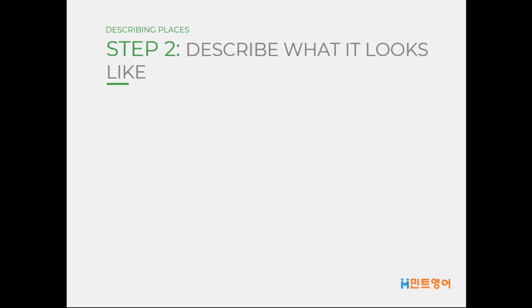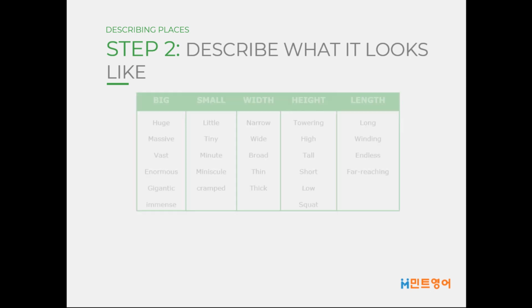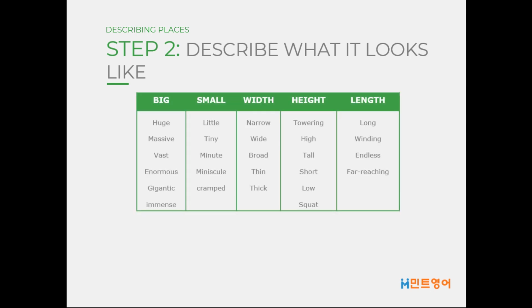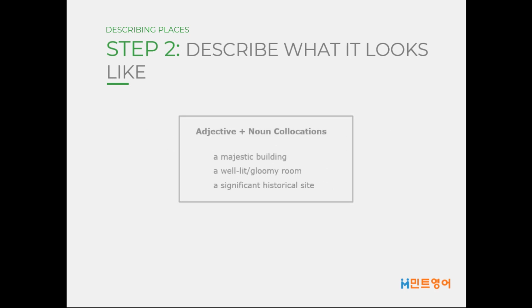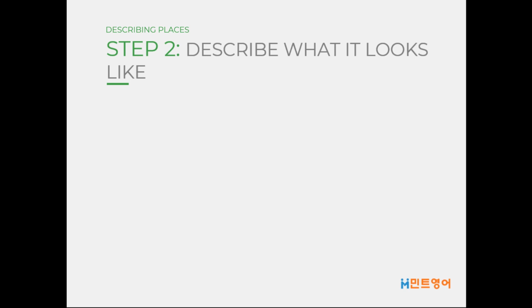Here are some expressions used to describe the expanse of a place. Here are some words used to describe the qualities of a place. These words are used with collocations. In order to use these accurately, you should know what words go with what adjectives. Another way to describe a building is to talk about what materials the building is made of. Look at these examples.